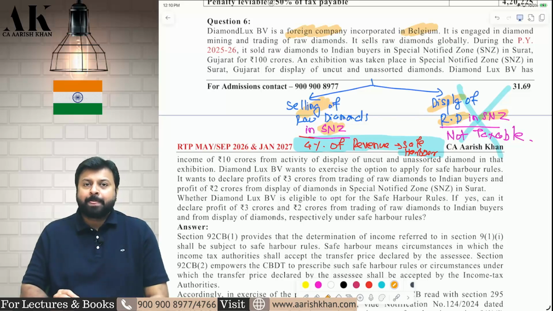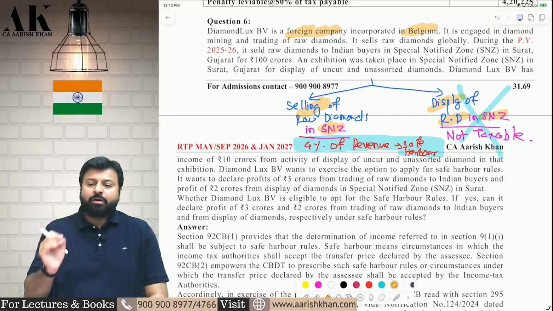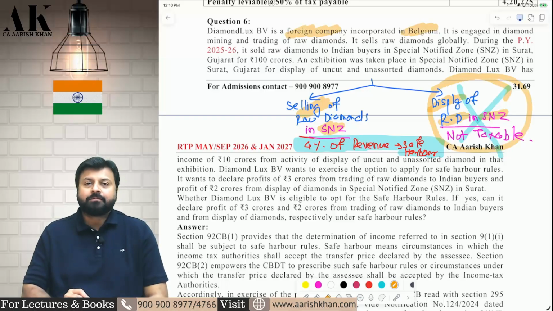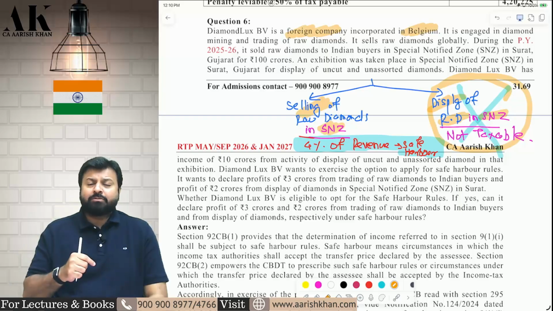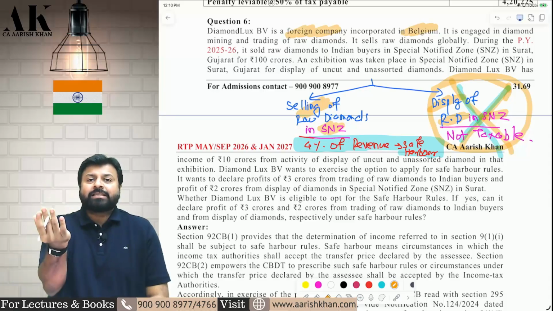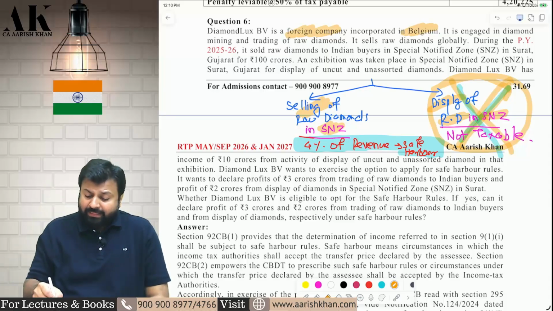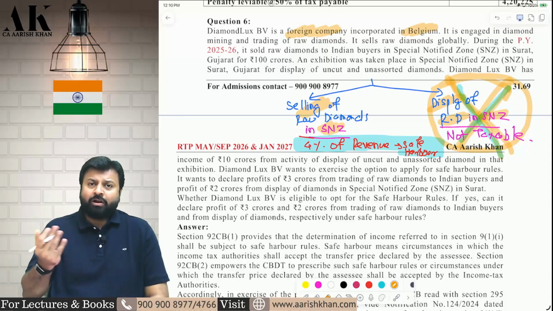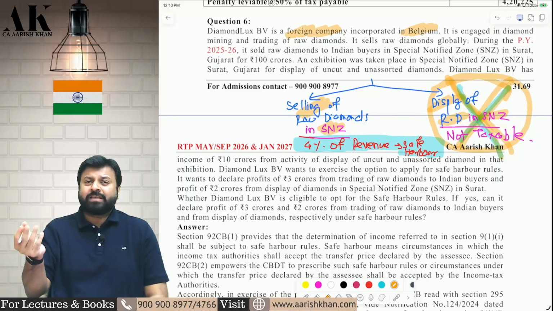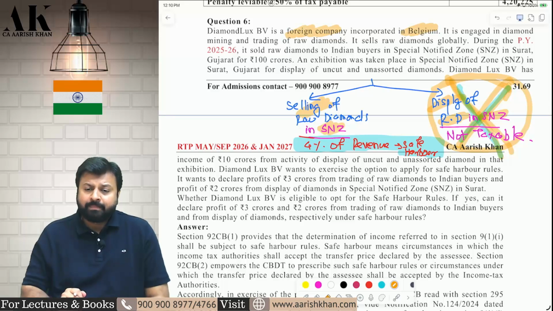Now let me tell you who is eligible for safe harbor rule and who is not eligible for safe harbor rule. First of all, let me talk about the display point. If a foreign company comes to special notified zone and displays the raw diamond and earns income, that is not considered as income accrued, deemed to accrue or arise in India. As per section 9, it is not taxable. And because it is not taxable, therefore the question of safe harbor rule will not come at all.